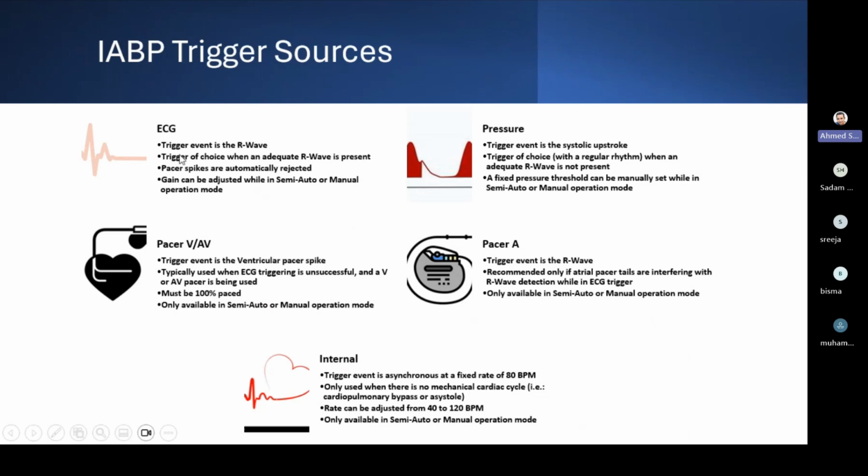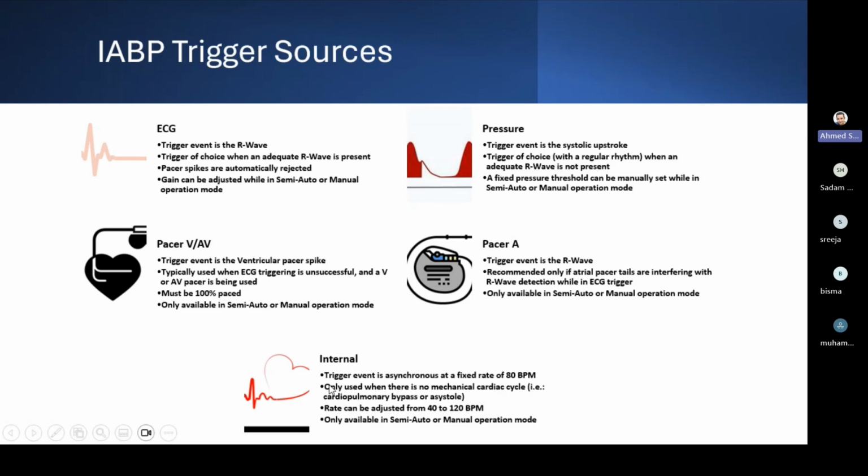And as you see, there are many trigger sources. We explained the ECG, and we also explained the pressure waveform. You can also use the paced rhythm as a trigger to inflate and deflate the intra-aortic balloon. And you can also go to the internal mode if the patient is on cardiopulmonary bypass or is having asystole.